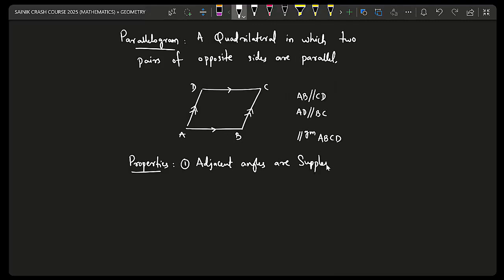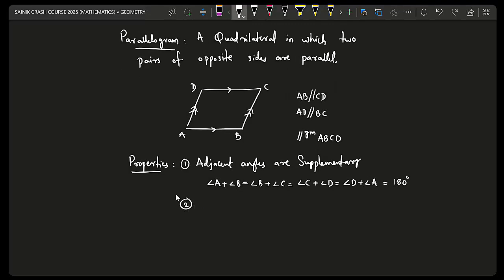How many pairs of adjacent angles do you get? Angle A and angle B, also angle B and angle C, also angle C and angle D, and also angle D and angle A. Take any two adjacent angles, they always add up to 180 degrees.